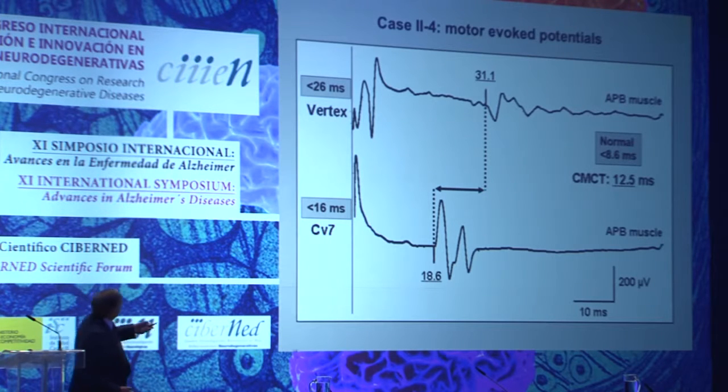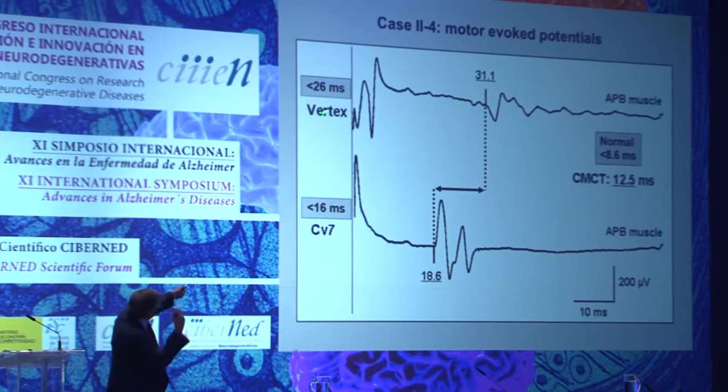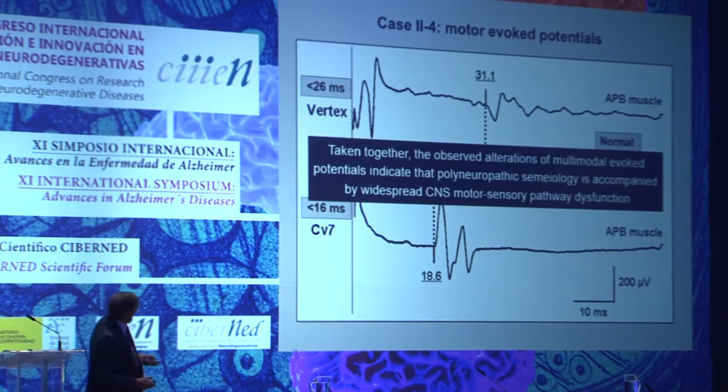In the same way, for motor evoked potentials, we are stimulating in vertex and in cervical vertebra 7. We are recording in abductor pollicis brevis, and the responses are delayed; central motor conduction time is delayed, indicating a dysfunction of the pyramidal tract. Taken together, the observed alterations of multimodal evoked potentials indicate the polyneuropathic semiology is accompanied by widespread central nervous system motor sensory pathway dysfunction.